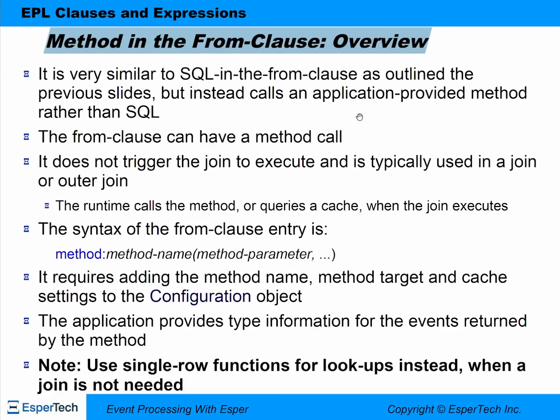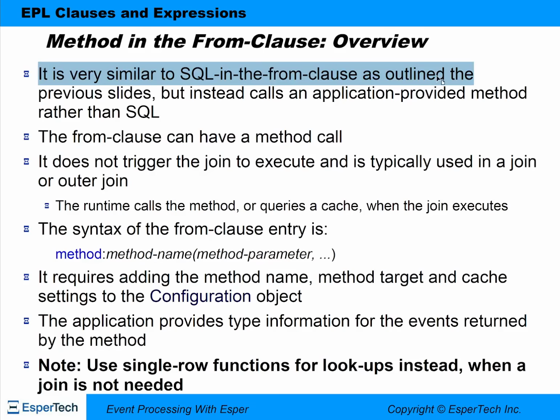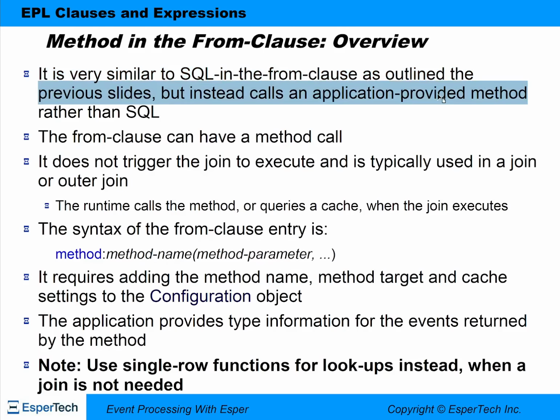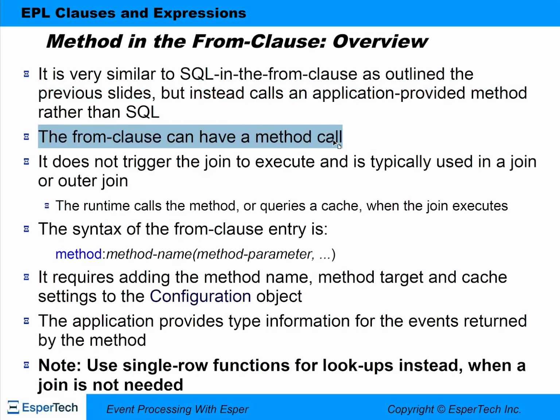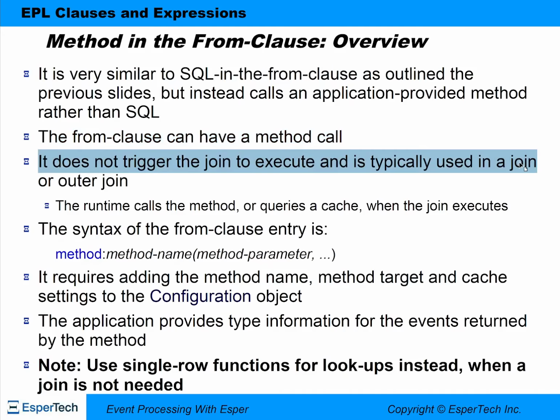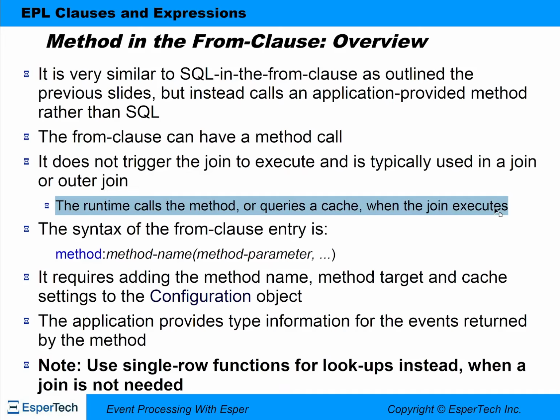This slide and the next few slides discuss method in the from clause. Putting a method in the from clause is very similar to SQL in the from clause as outlined in the previous slides, but instead calls an application-provided method rather than SQL. The from clause can have a method call. Putting a method in the from clause does not trigger the join to execute and is typically used in a join or outer join. The runtime calls the method, or queries a cache, when the join executes.